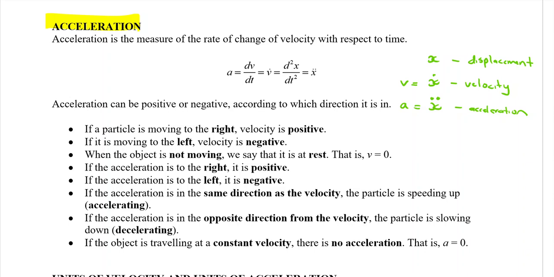If the acceleration is in the same direction as the velocity, the particle is speeding up, or it is accelerating. If the acceleration is in the opposite direction from the velocity, the particle is slowing down or decelerating. If the object is travelling at a constant velocity, there is no acceleration at all, and you'll get a equal to 0. There is a lot of stuff in there to think about.